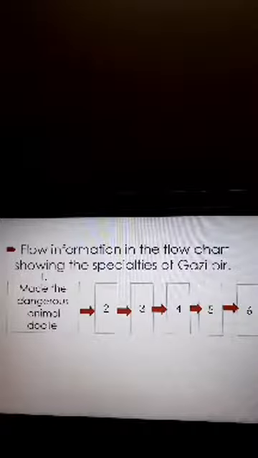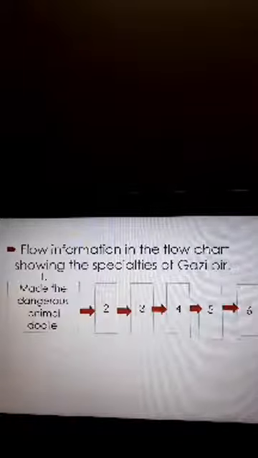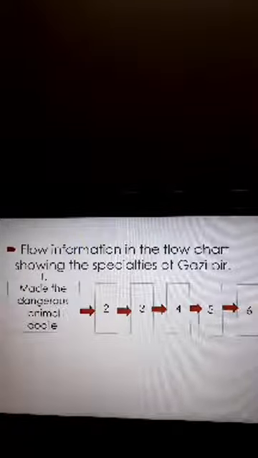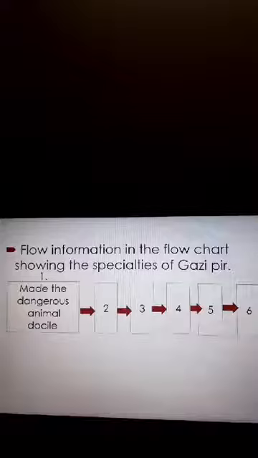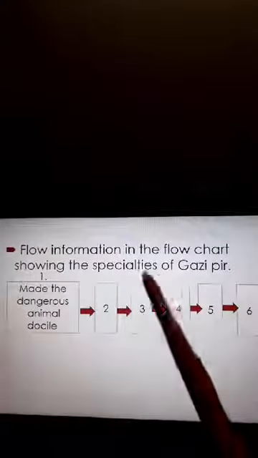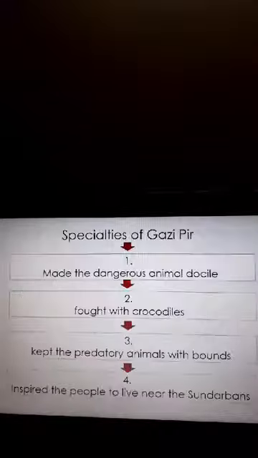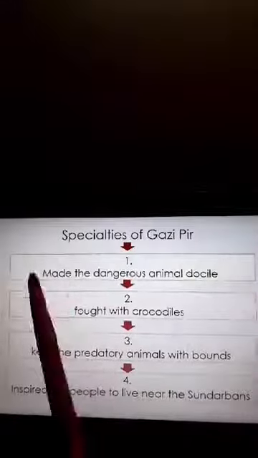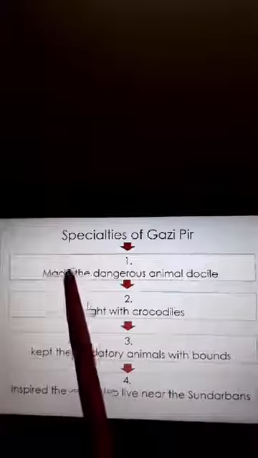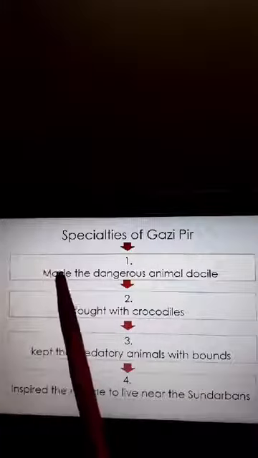Now, some information in the flowchart. You will flow the information about the specialities of Gazi Pir. The first one is done for you, and you have to follow the informations in the next boxes. I personally prefer the vertical presentation. You can also present it horizontally. Now let's look at the vertical presentation. Give the headline. Do not write the full sentence. Write down the clauses or short phrases. Specialities of Gazi Pir. The first one is given in the answer box.